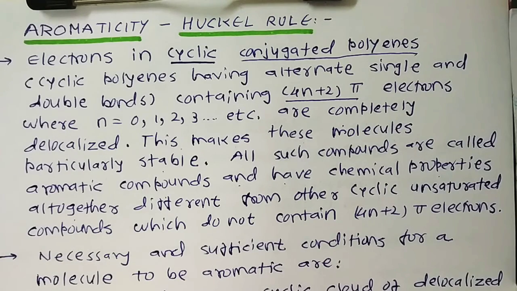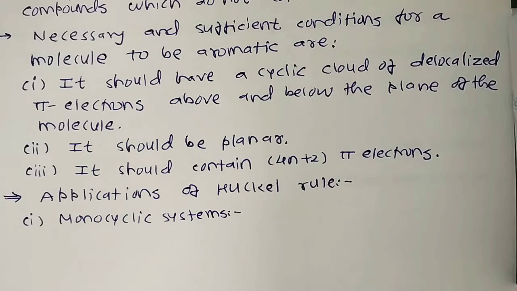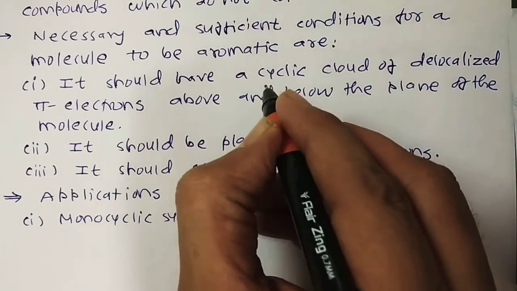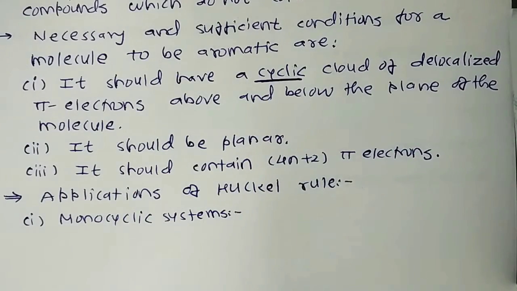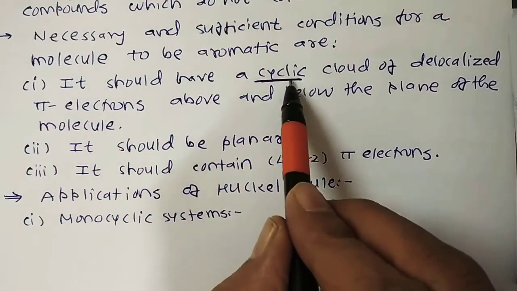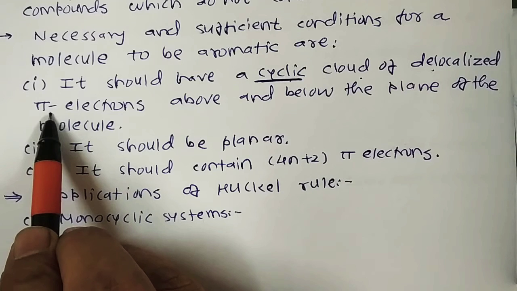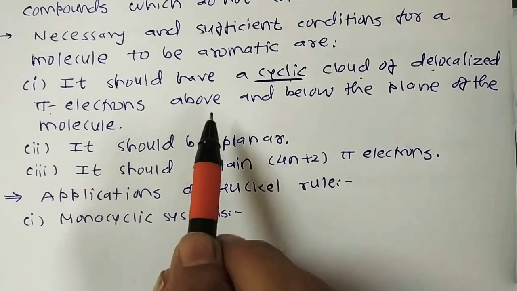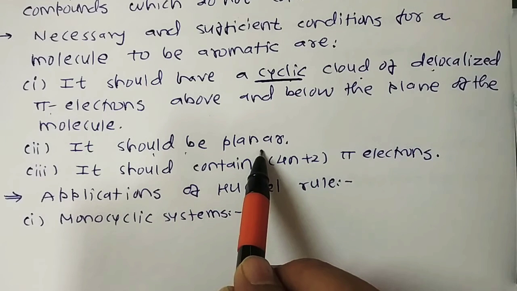What are the necessary and sufficient conditions for a molecule to be aromatic? On paper, how can we predict whether our compound is aromatic in nature or not? The first condition is that it should be cyclic. Mind well, for non-cyclic compounds there is no aromatization phenomenon that we have to observe. There should be a cyclic cloud of delocalized pi electrons. Delocalized means they are not at fixed positions, they are not local in nature. Pi electrons lie above and below the plane of the molecule. It should be planar, which is the most important condition.